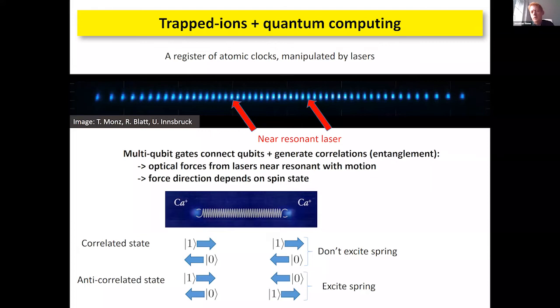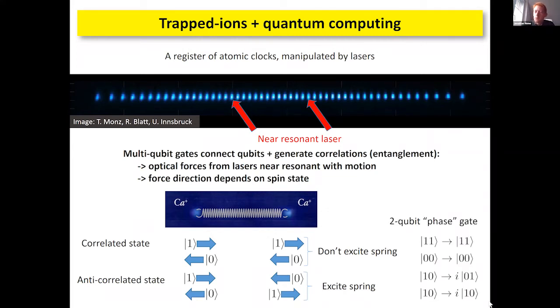And what we do is we arrange the optical fields such that after a certain period, that excitation has gone away again. But what happens in quantum mechanics if you do that is that you pick up a quantum mechanical phase. So you see that if I excite the spring, then I can pick up this factor of i sitting in front of the state. And if I don't excite the spring, then I don't pick up any phase at all.